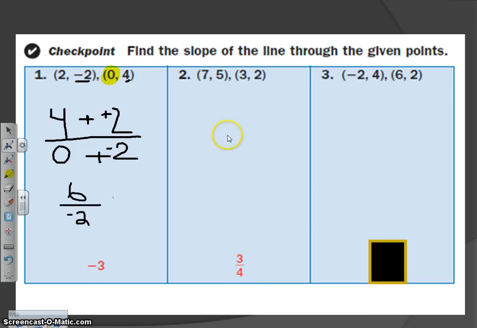Do the same thing with 2 and 3. You'll get 3/4. 5 minus 2 is 3. 7 minus 3 is 4. And 3 is -1/4. Again, 4 minus 2.